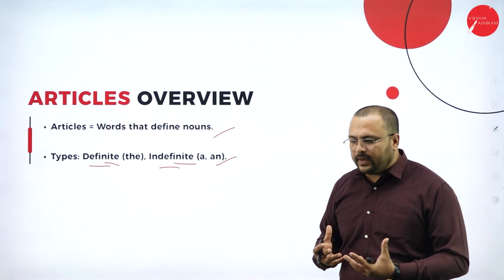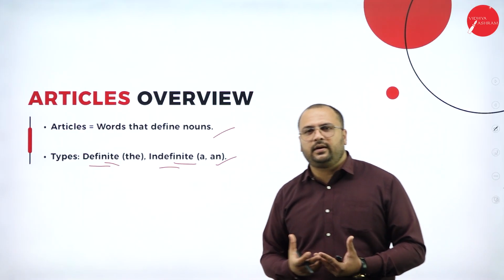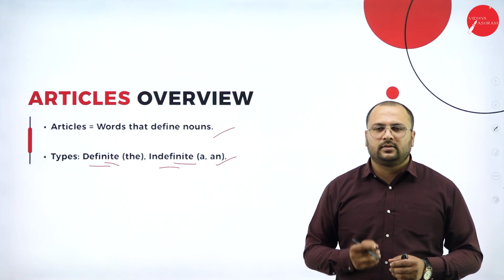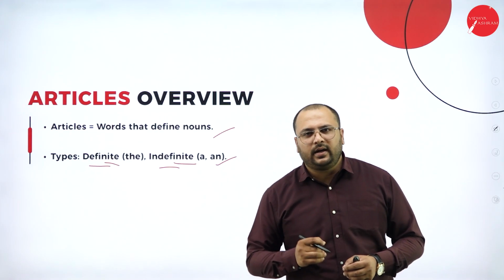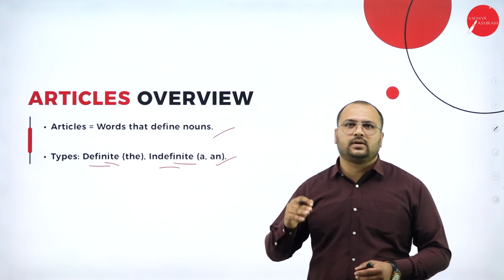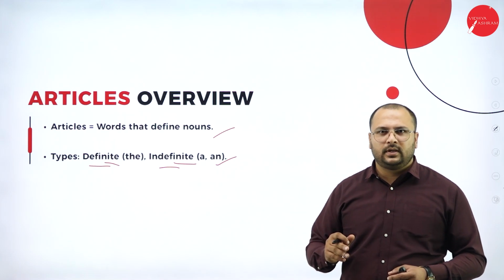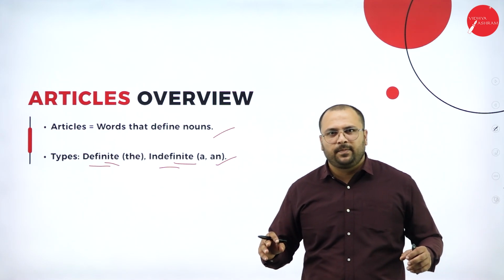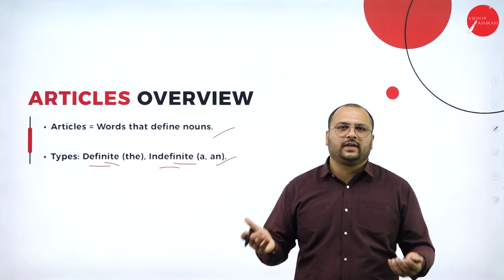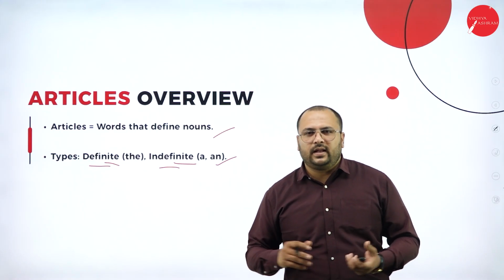For example, you might have observed stories. How are they written? Once upon a time, there was a king. So concentrate on the articles here. Once upon a time, there was a king, there was a village, there was a kingdom. So now in this very first sentence, we use indefinite article. You can think of any kingdom, any king, anything.